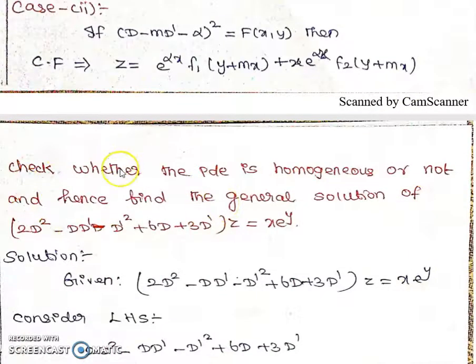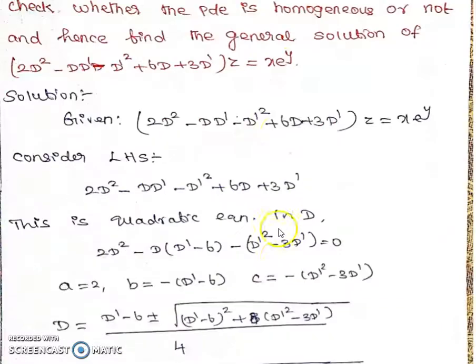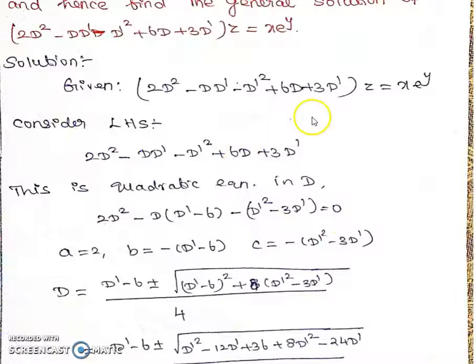Here the complementary function is different for the non-homogeneous case, but the particular integral is the same as what we did in the homogeneous case. Now consider the left hand side of the given differential equation. Here D² has order of derivative 2, here also 2, and here also 2. Here the order of derivative is 1, and here also 1. For all the terms the order of derivatives is not the same, so this comes under the non-homogeneous type.